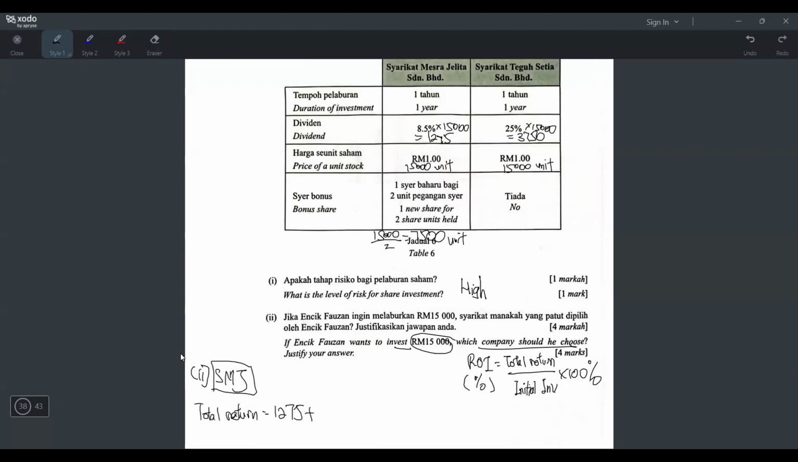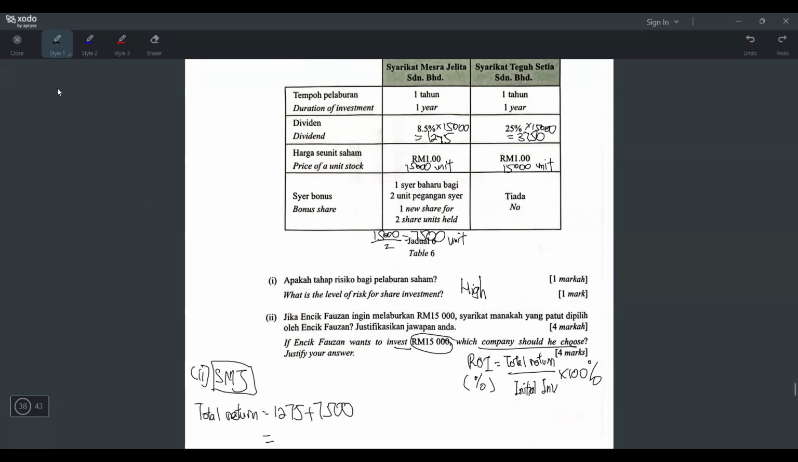But you have to darab dengan berapa unit yang dia beli in total also. So this question they never mention about selling. It means he will never have any return from selling. Okay, but there is an extra bonus of 7,500 ringgit, right? Because bonus 7,500 unit, and since 1 unit 1 ringgit, so that's the return, right?